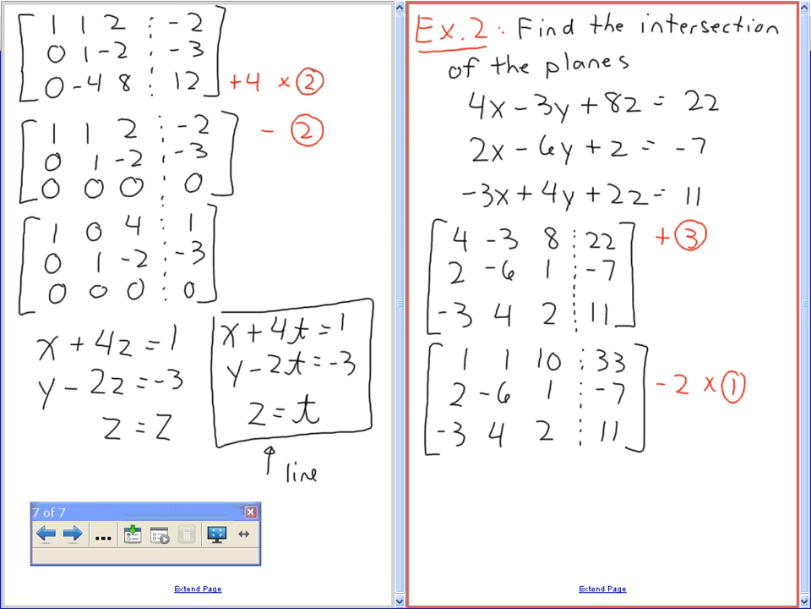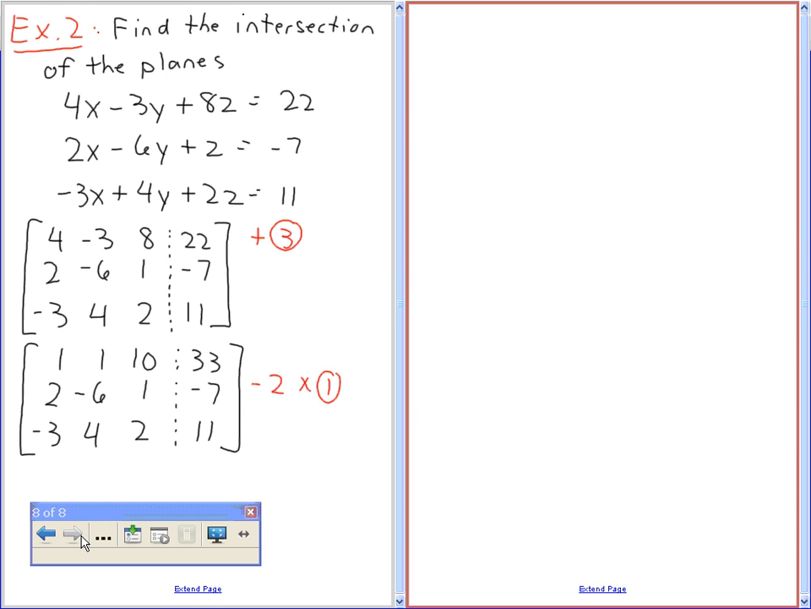So what's that going to turn into? I need a brave soul to tell me. The first one is 1, 1, 10, 0, -8. And what's the right-hand side then? 66 and 7 is what? -73, is that right? Okay.